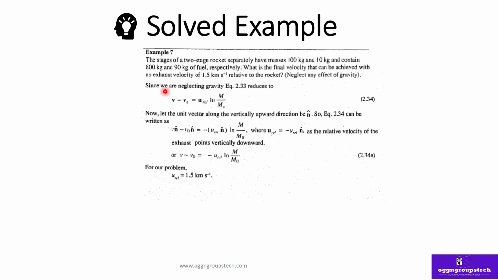Okay, the stages of a 2-stage rocket. A rocket has 2 stages. So the 2-stage rocket has masses 100 kg and 10 kg and contains 800 kg and 90 kg of fuel separately. So these are the fuel values. Now what is the final velocity that can be achieved with an exhaust velocity of 1.5 km per second relative to the rocket? Fine. So how much will it be? The final velocity we are going to calculate.